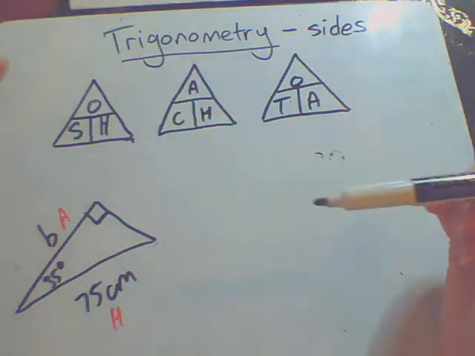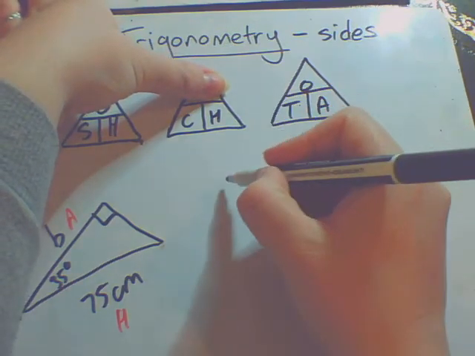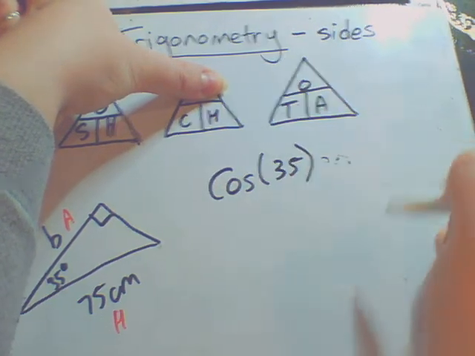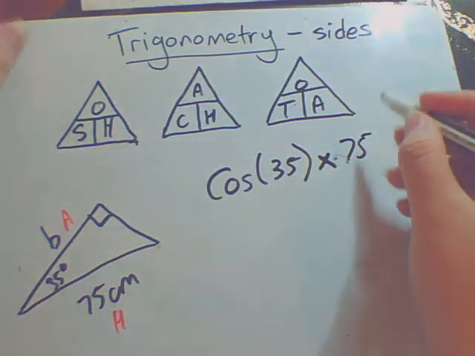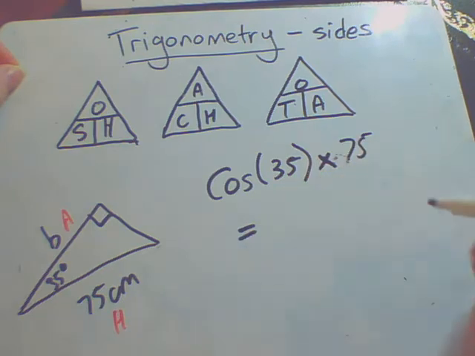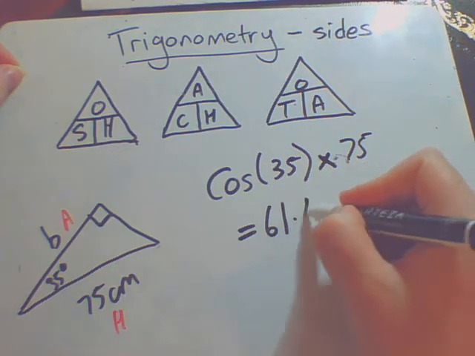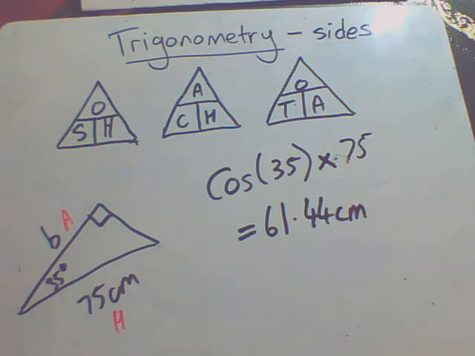So I'm trying to identify the adjacent side, so I'm going to cover up the A, and it tells me to do cos of the angle. It's really important that these are in brackets there, multiplied by the 75 centimetres. Again, if you type that into your calculator, you should end up with 61.44 centimetres. Have a go now, see how you get on.